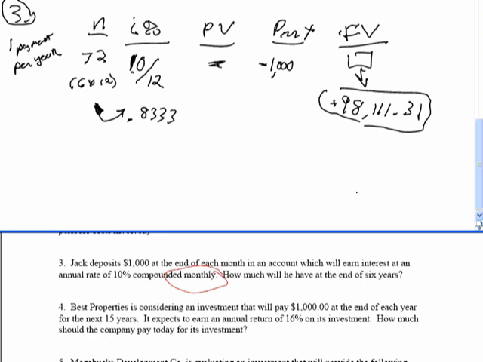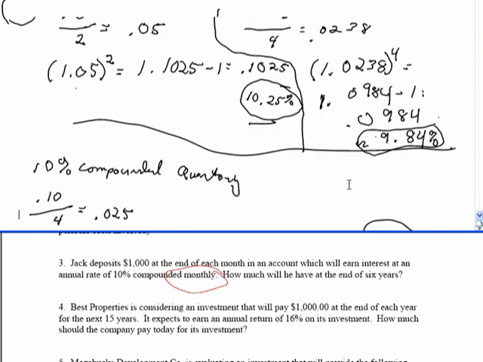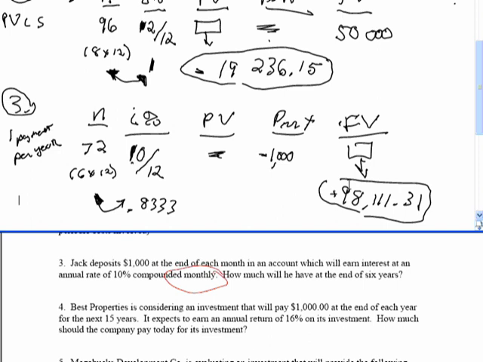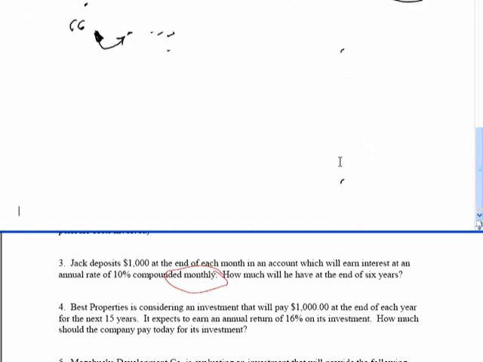Let's take a look at the next one. First, I'll scroll down a bit. And we're looking at number 4. Number 4, Best Properties is considering an investment that will pay $1,000 at the end of each year for the next 15 years. It expects to earn an annual rate of return of 16% on its investment. How much should the company pay today for its investment?